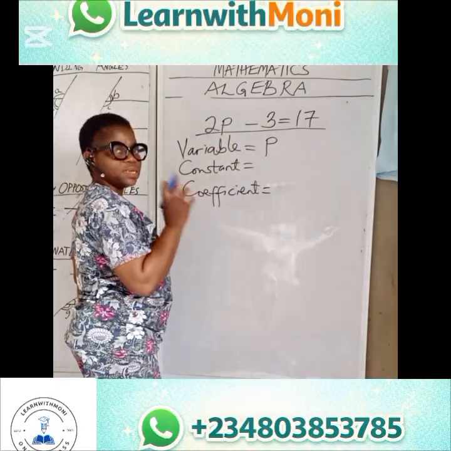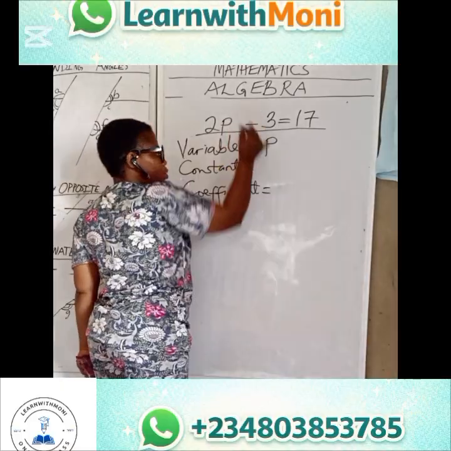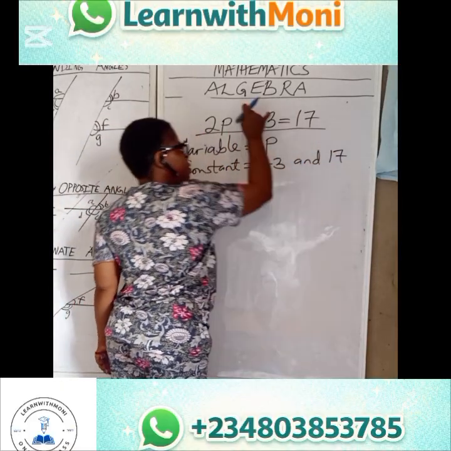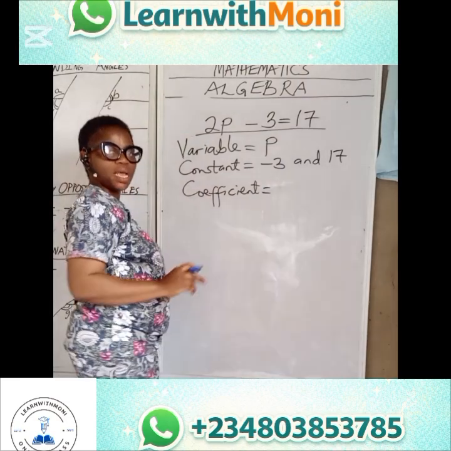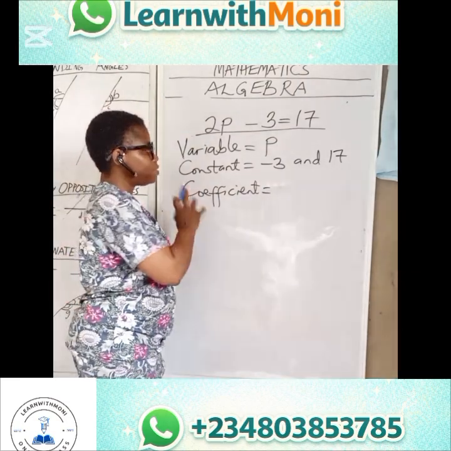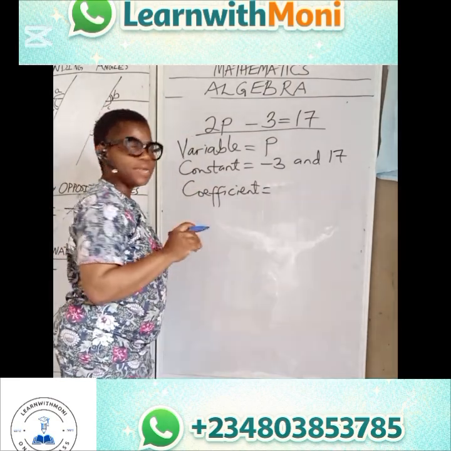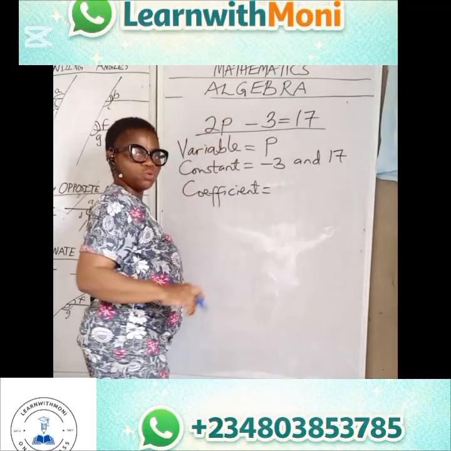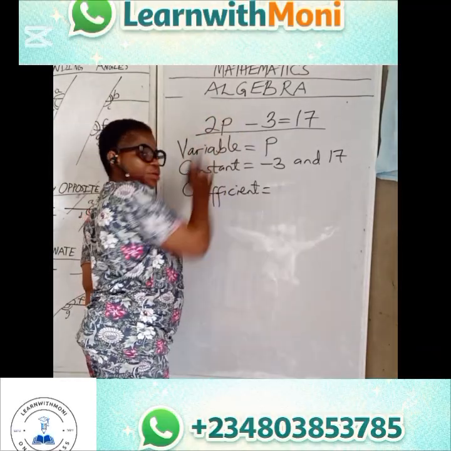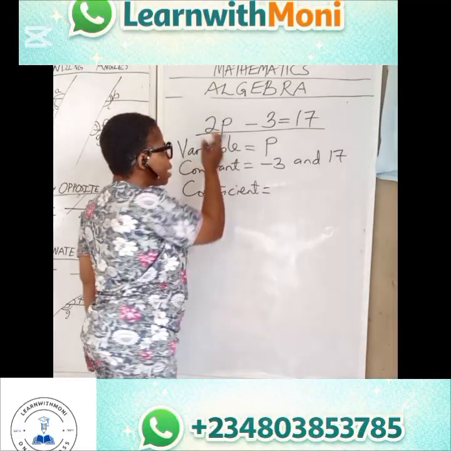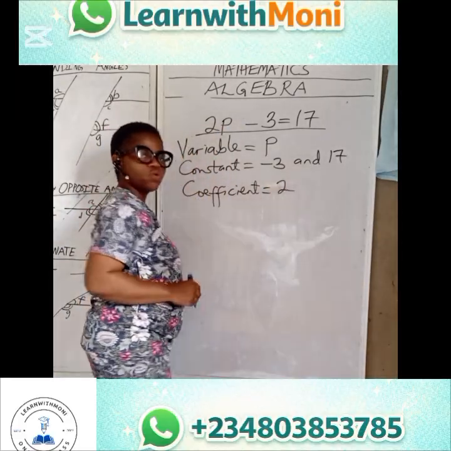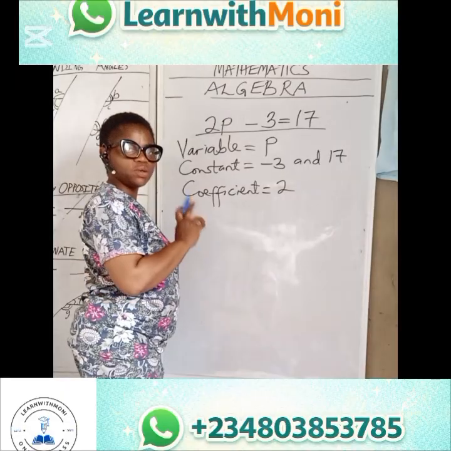The constants in this equation are minus 3 and 17. This minus 3 and this 17 are the constants in this equation. Then the coefficient is the number of the unknown, the number of the variable we have. So how many p do we have here? 2. So 2 is the coefficient in this equation.